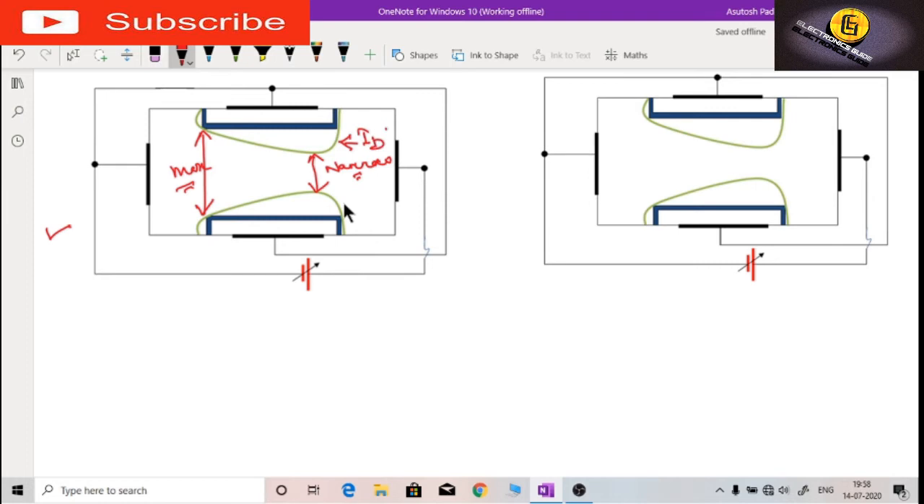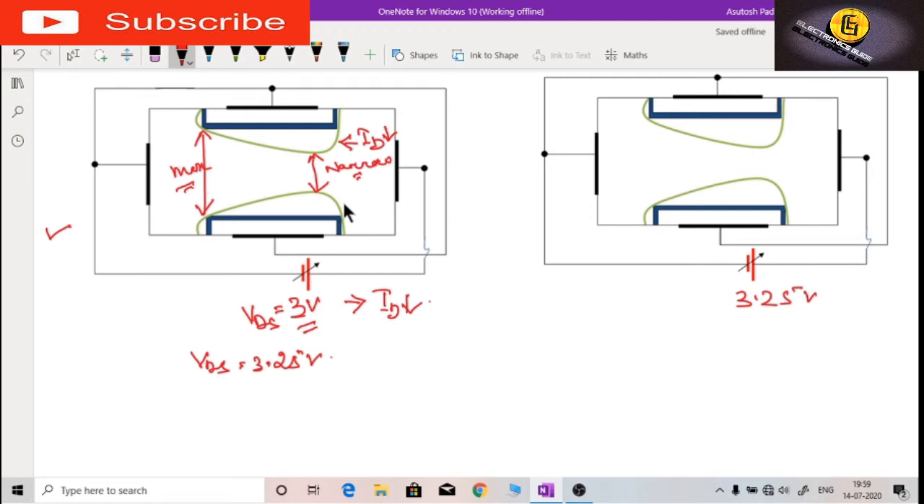ID value decreases. When we are increasing the VDS value from 2 volt to 3 volt, this is going to happen. That means ID value now is reduced. Now consider a case when we are increasing the VDS value further, that means 3 volt to 3.25 volt, like this.